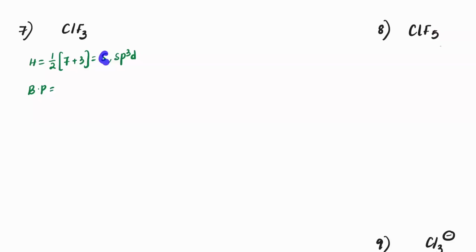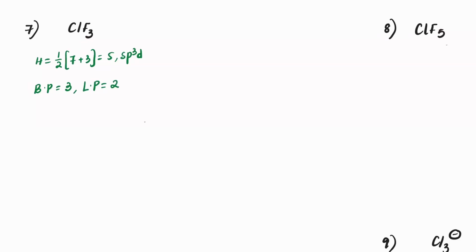Check this. If you have 5, I'm expected to have 3 connections. So those 3 connections are bond pairs, okay? Lone pairs are the difference of those two. So how many? 2. Correct, so 2 lone pairs. So sp3d, out of which 2 of them are lone pairs.